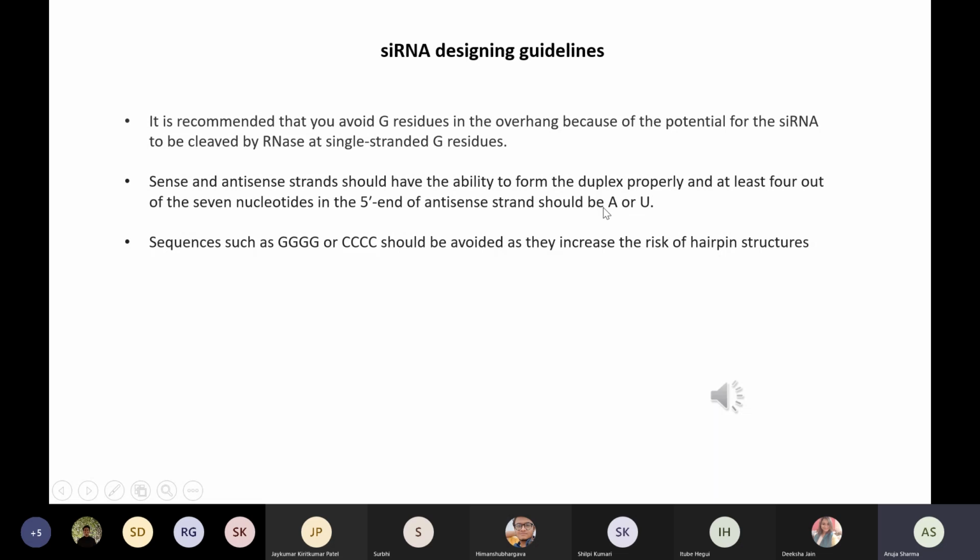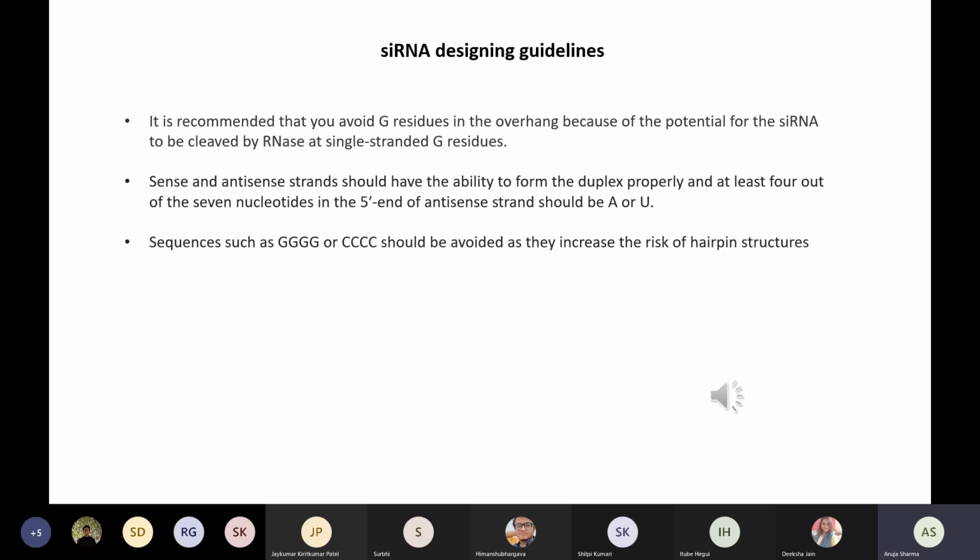So it is already mentioned that overhangs are very necessary for siRNA designing, but one should avoid G residues in the overhang. Next, sense and antisense strands should have the ability to form the duplex properly, and at least 4 out of the 7 nucleotides in the 5' end of the antisense strand should be A or U.